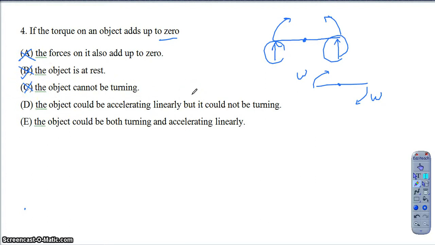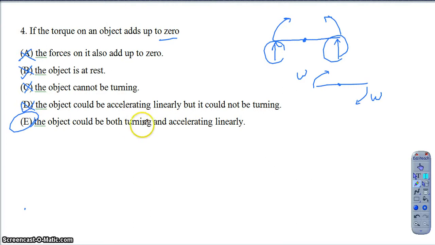It could be turning, it just can't be accelerating. The object could be accelerating linearly but not turning. Again, we just said it could be turning, so that one's not right. So then the best option is E. The object could be both turning and accelerating linearly.